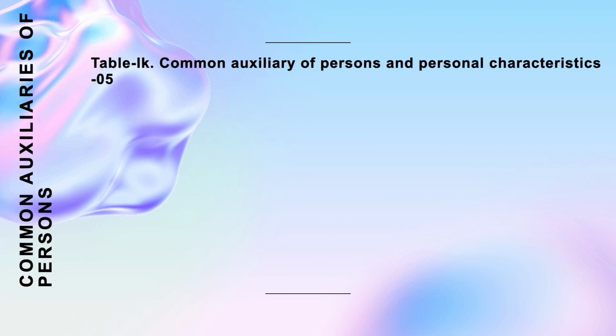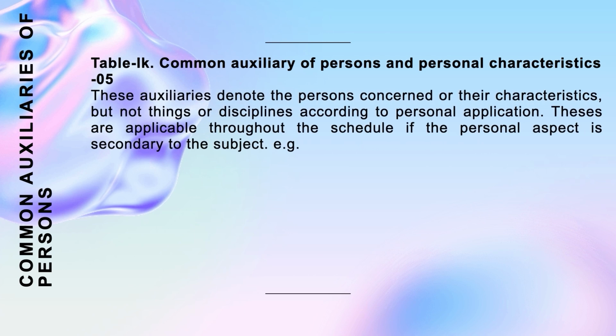Okay. So then the common auxiliaries of person and personal characteristics. This common auxiliary denotes the persons concerned or their characteristics, but not things or disciplines according to personal application. These are applicable throughout the UDC schedule. Okay. So you see, basically, in this example, person as agent. So first the number is hyphen 051 for person as agent.